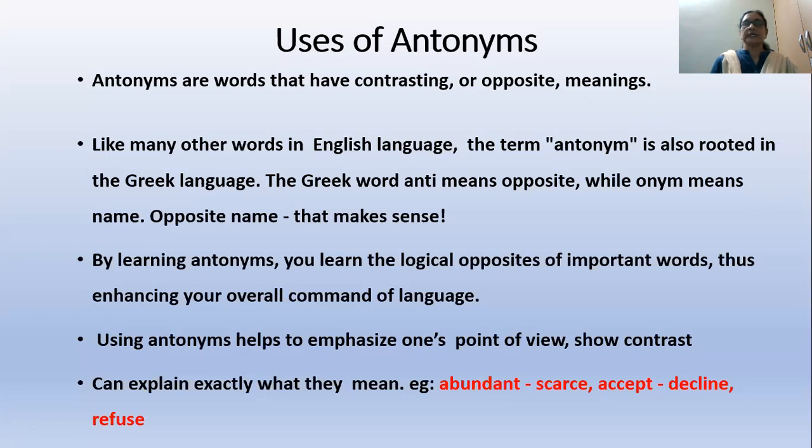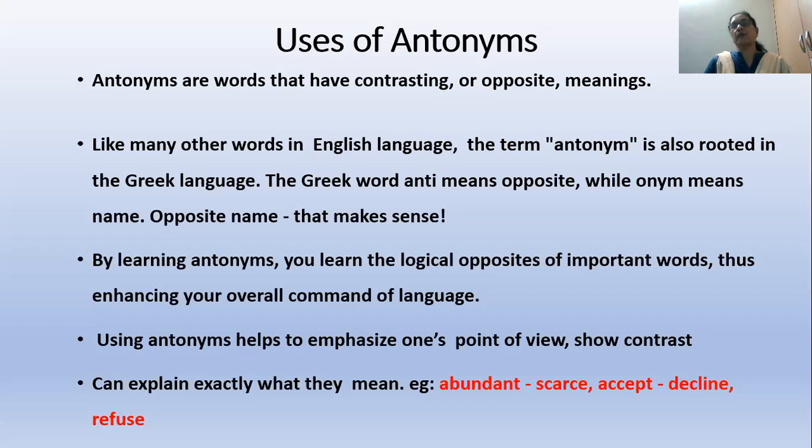Like many other words in the English language, the term antonym is also rooted in the Greek language. The Greek word anti means opposite, while onym means name. So opposite name, that makes sense now. By learning antonyms, you learn logical opposites of important words. So if you know the opposite of every word, you can logically connect words. So some important words and their opposites we'll be discussing, thus enhancing your overall command of the language.